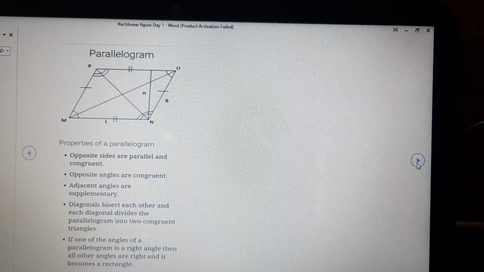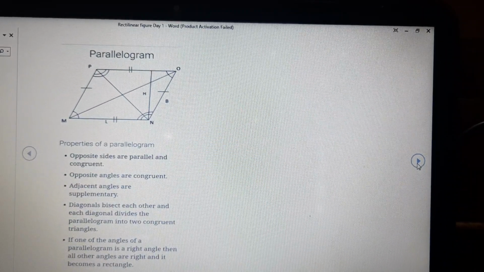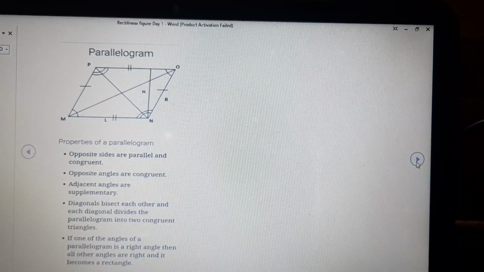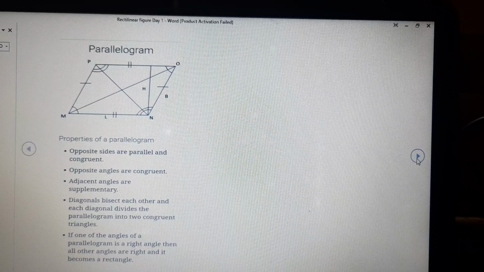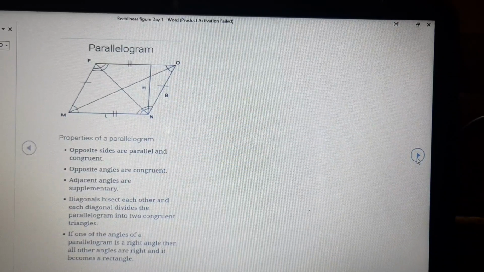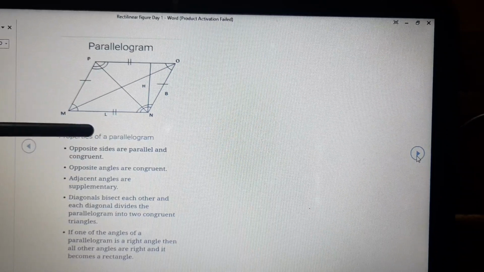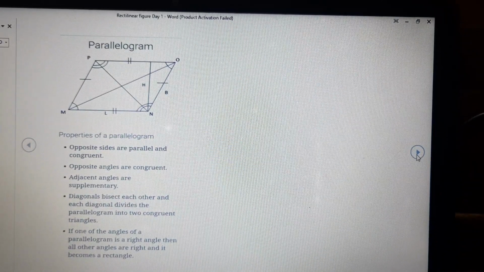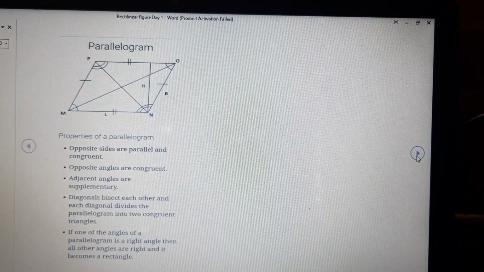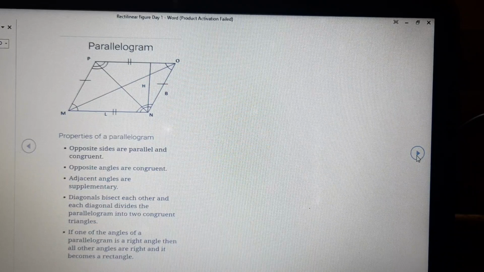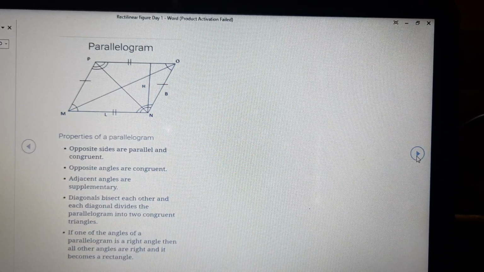Here are a few properties of quadrilaterals. Special kinds of quadrilaterals we are going to study. Okay, and first of all, the parallelogram. In a parallelogram, opposite sides are parallel, okay, and equal. That you know. PM is parallel to ON, OP is parallel to MN, and they are equal also. Fine. What about the diagonals?